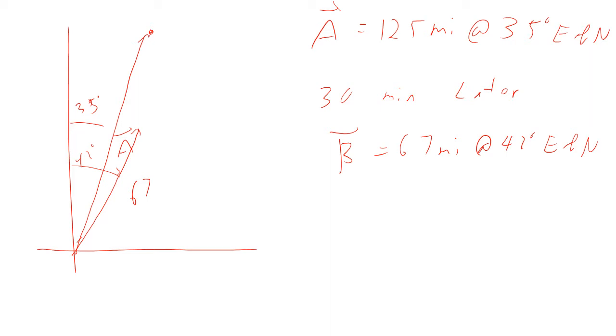So I want to know what was the heading, what was the velocity and the distance traveled of the aircraft between point A and point B. So this is point A, that's point B, and I want to know what was the velocity and heading of the aircraft. If I call this vector C, we have vector A, we have vector B, and then we have vector C.